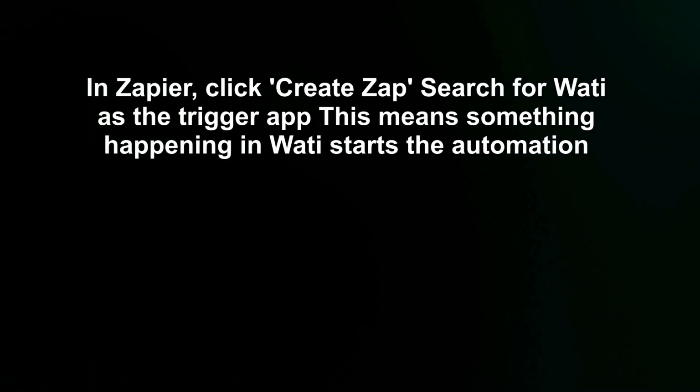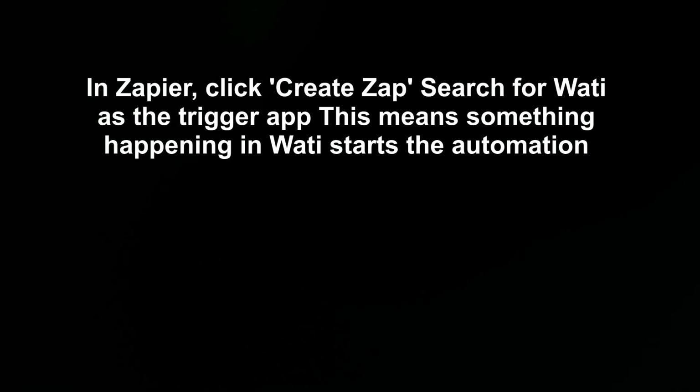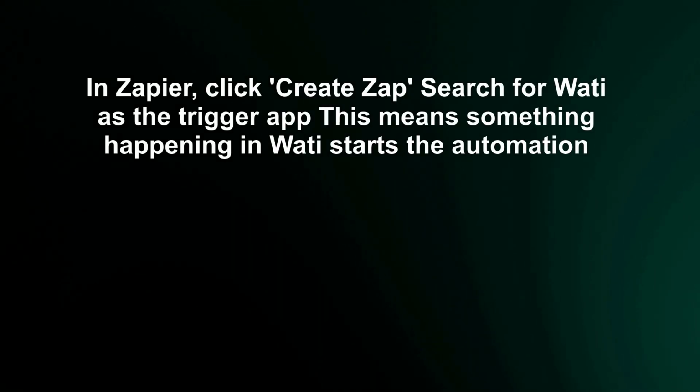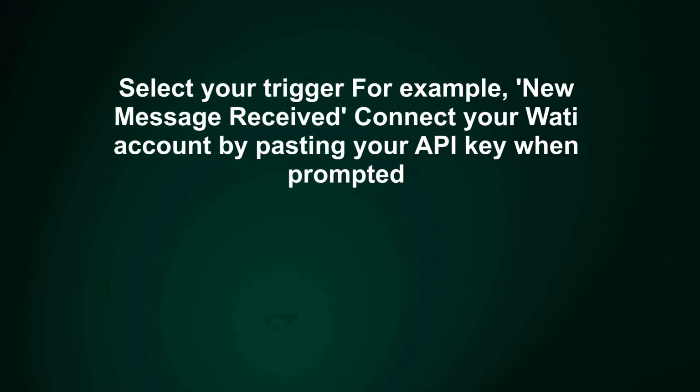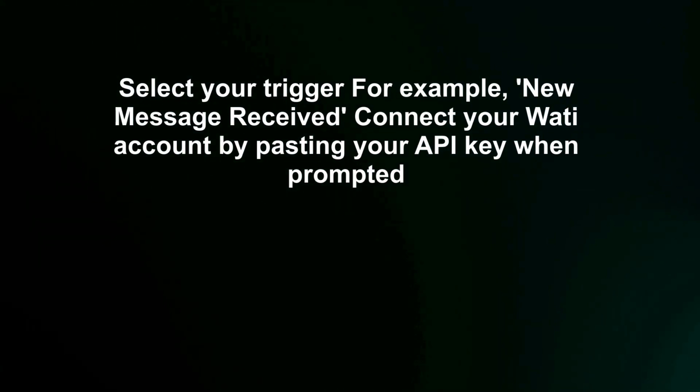In Zapier, click Create Zap. Search for Wati as the trigger app. This means something happening in Wati starts the automation. Select your trigger, for example, new message received. Connect your Wati account by pasting your API key when prompted.